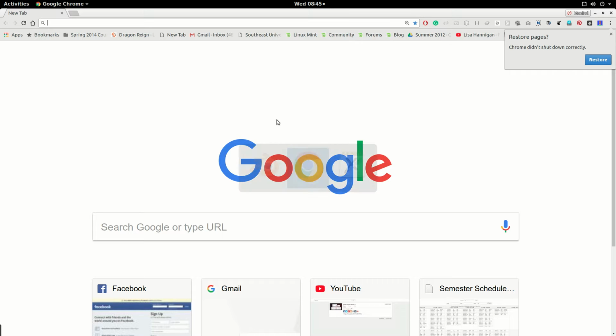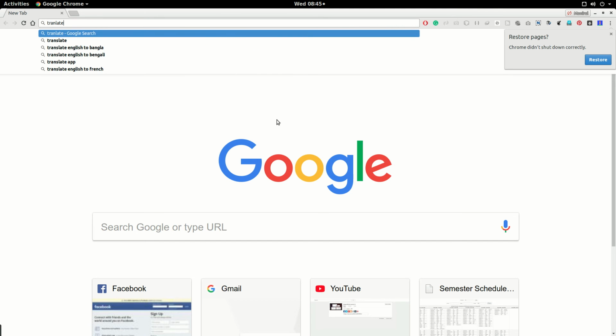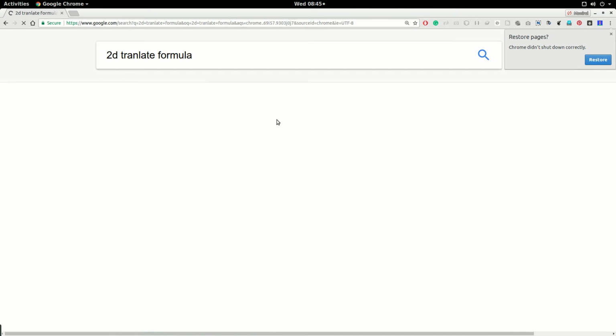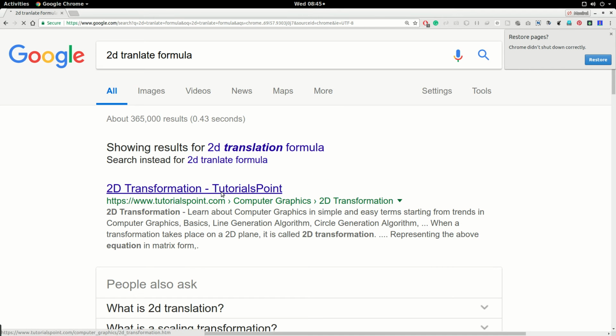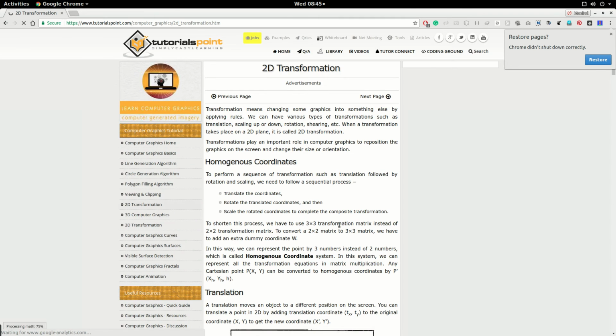So before we go any further, let us just revisit what we learned in our coordinate geometry. I'll be just looking for formulas on Google to see how we did all these things. So let's look for the 2D translate formula. It's a 2D transformation. We got a tutorial over here.